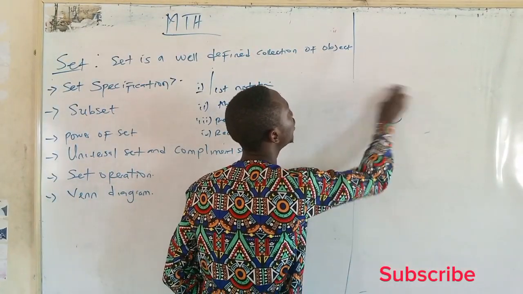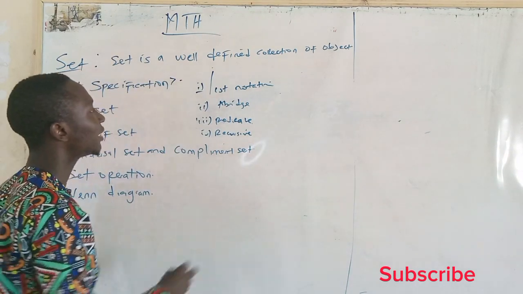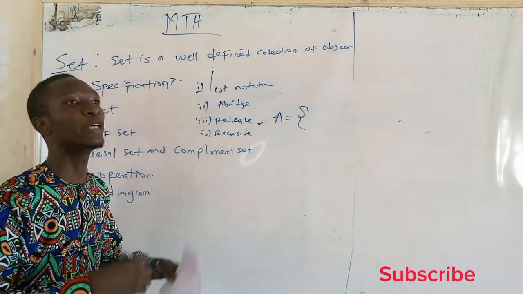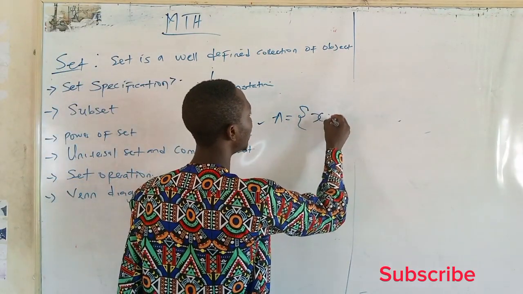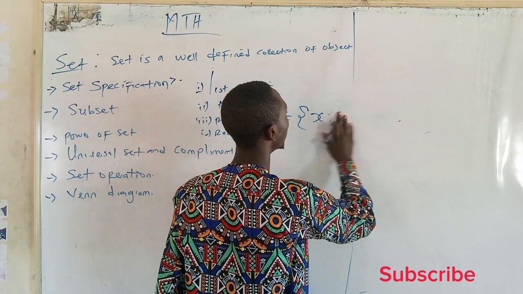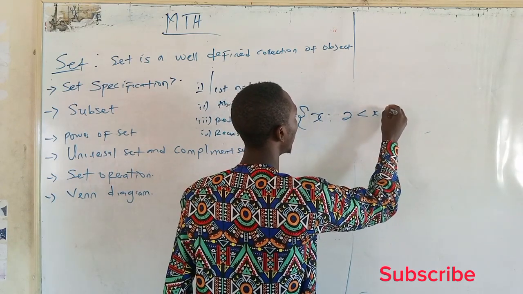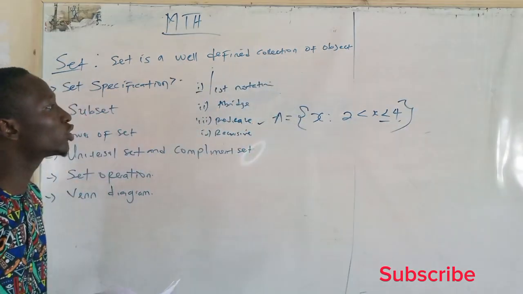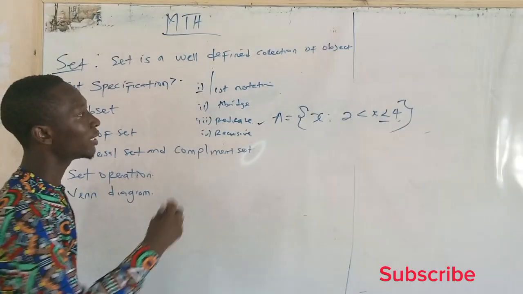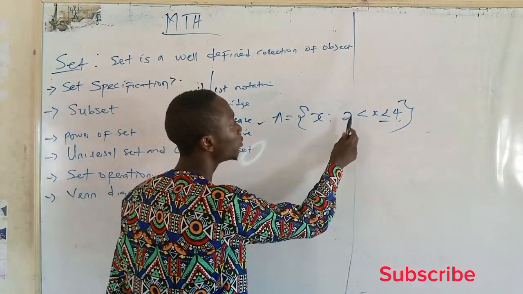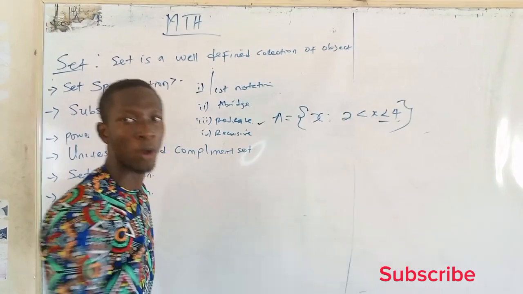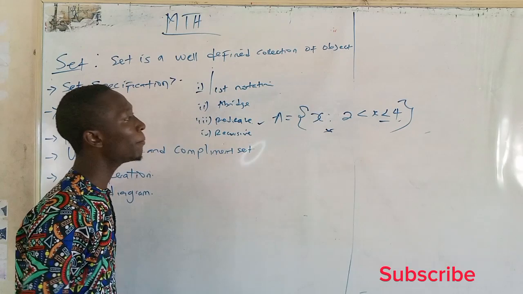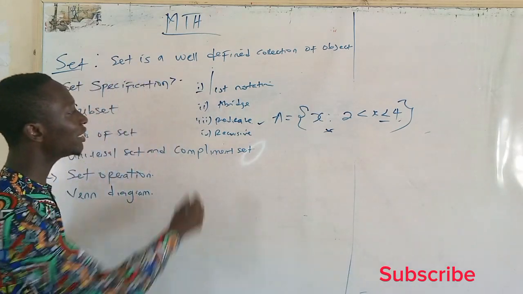Now the next one is predicate notation. With all these specifications you just have to write the set. Predicate notation is just when you denote a set with an equation. For instance, if you say x is just 2 less than x less than or equal to 4. So this kind of denotation is called predicate notation. It is telling us that the x value is from 2 to 4: 2, 3, 4. So this is the way of writing predicate. This will represent sets with members given by an equation.